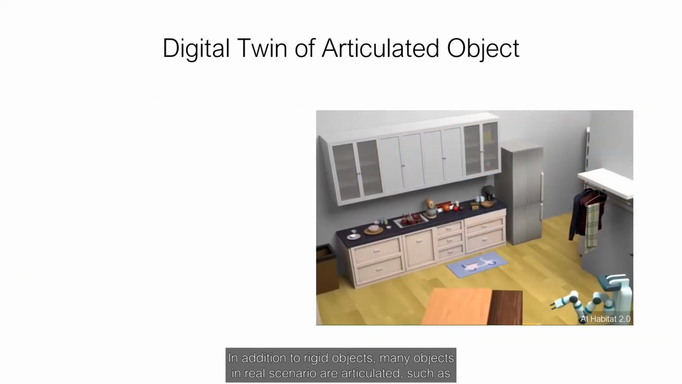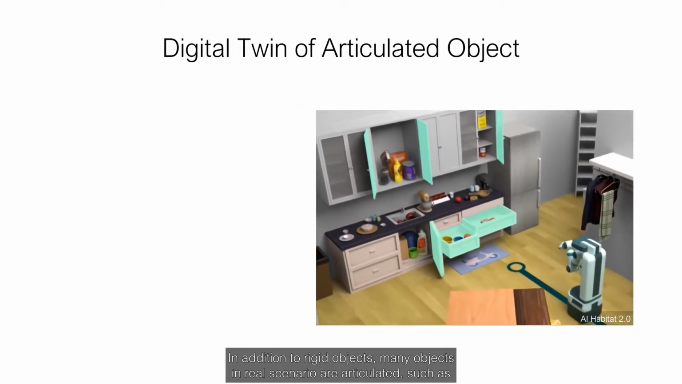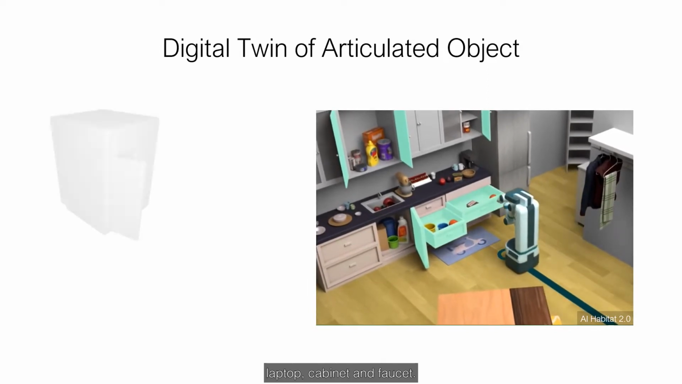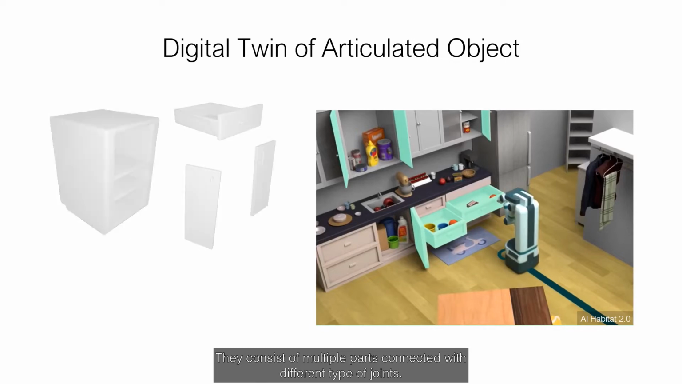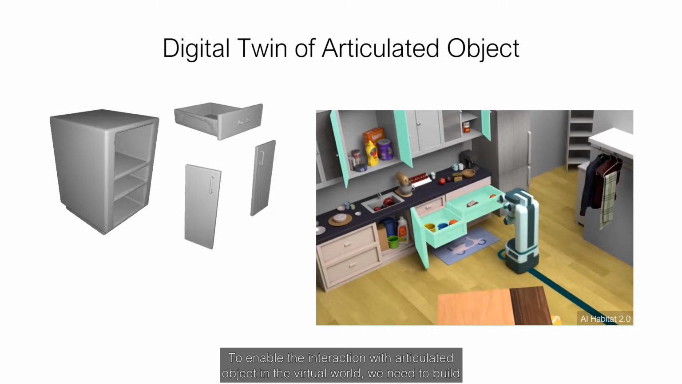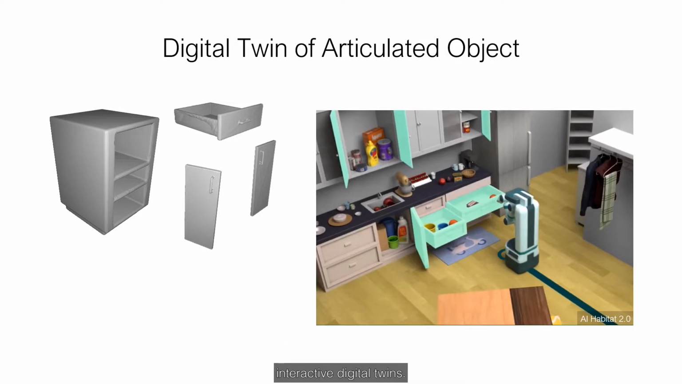In addition to rigid objects, many objects in real scenarios are articulated, such as laptops, cabinets, and faucets. They consist of multiple parts connected with different types of joints. To enable interaction with articulated objects in the virtual world, we need to build interactive digital twins.